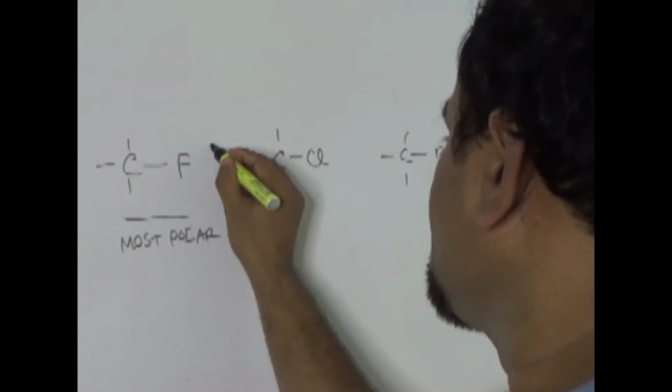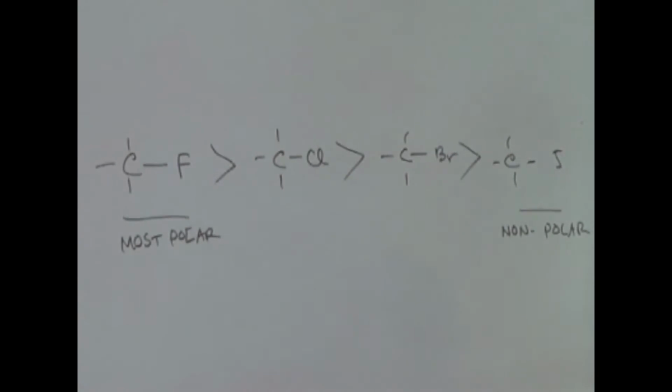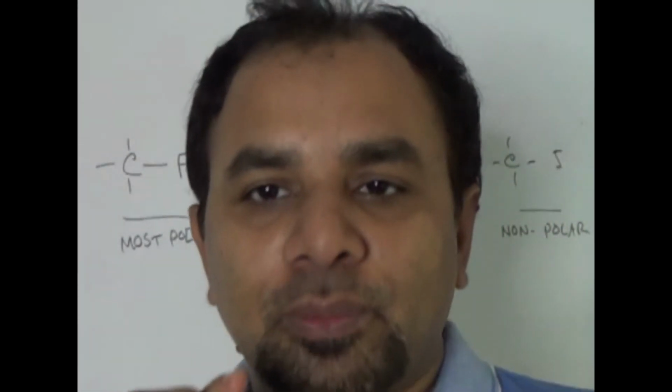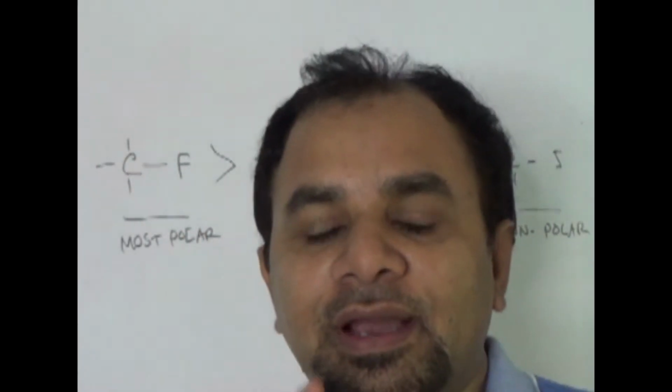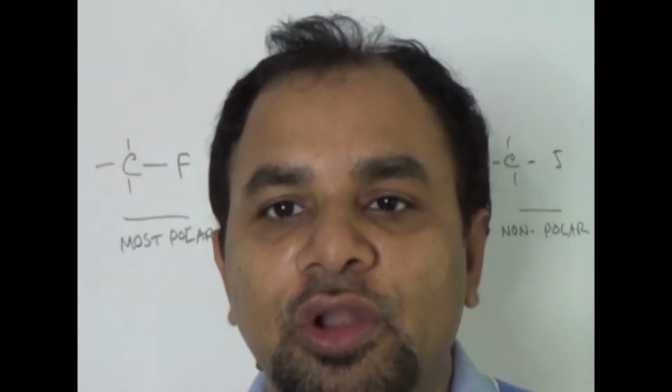So polarity decreases from left to right because the difference of electronegativity in carbon-fluorine is the highest. The difference of electronegativity in carbon-iodine is the least, so this is almost non-polar.